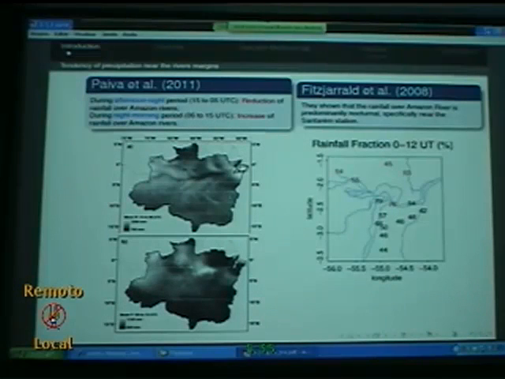They show that in the afternoon and night period there is a reduction of the precipitation over the Amazon rivers, and in the night and morning period there is an increase of the precipitation over the rivers. And here we have the paper by Fitzgerald 2008, which shows high values of the rainfall fraction over the Amazon rivers in the nocturnal time.